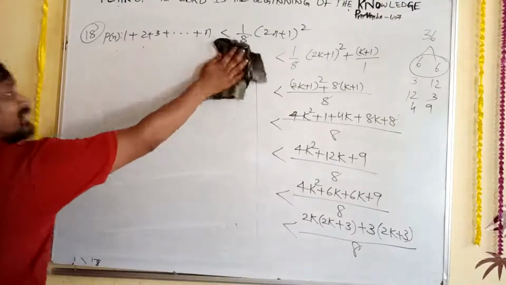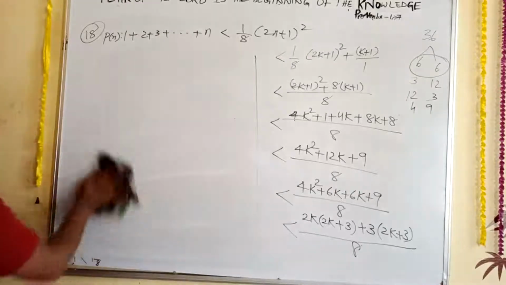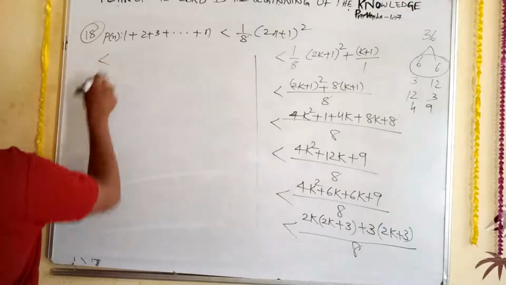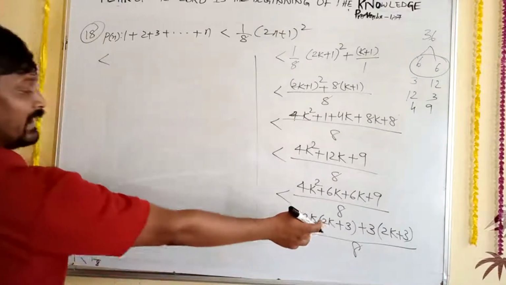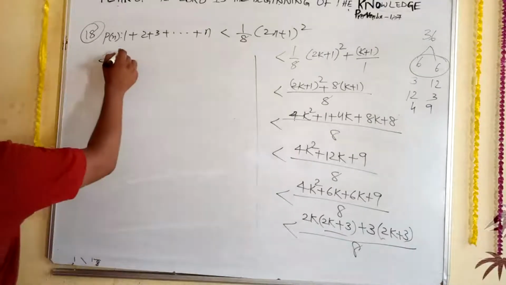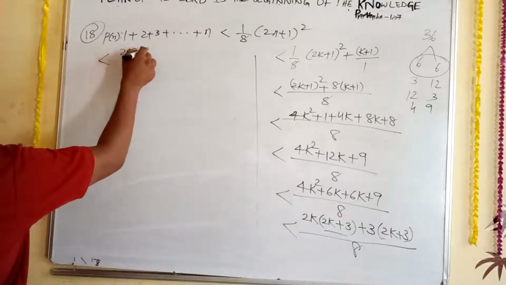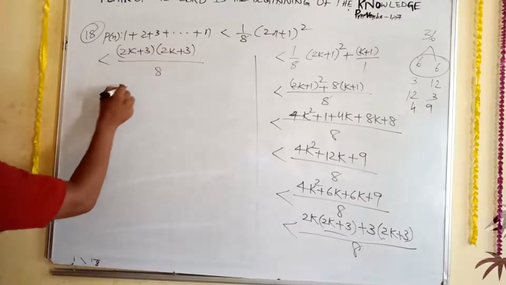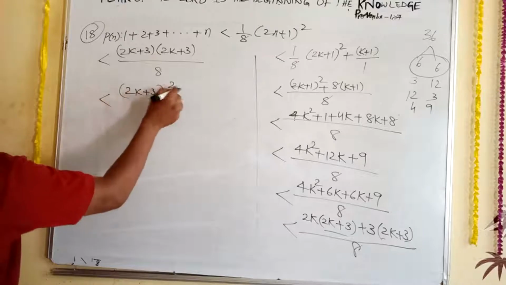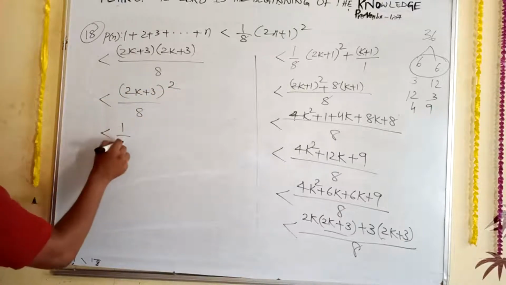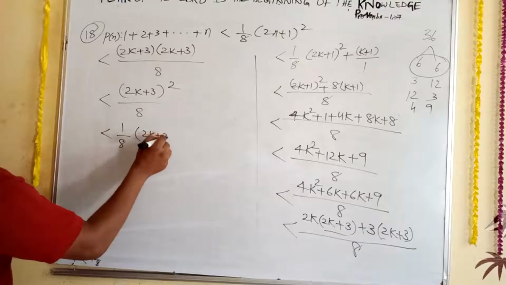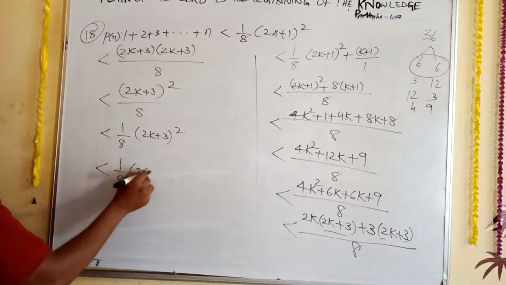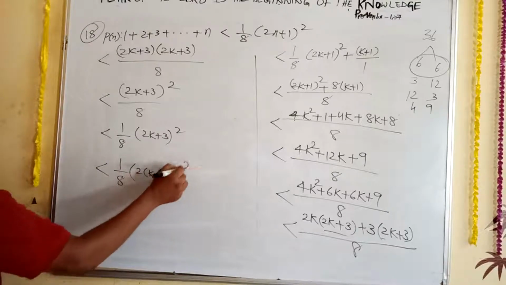Whether it is less than or greater than, you have to follow the same procedure. For less than, keep less than; for greater than, keep greater than. Next, here 2k plus 3 is common. So now we can write 2k plus 3, and again you get 2k plus 3 upon 8. So less than 2k plus 3 whole squared upon 8. This 1 upon 8, we can write 2k plus 3 whole squared. And this is still less than 1 upon 8, we can write as 2 into k plus 1 whole squared.